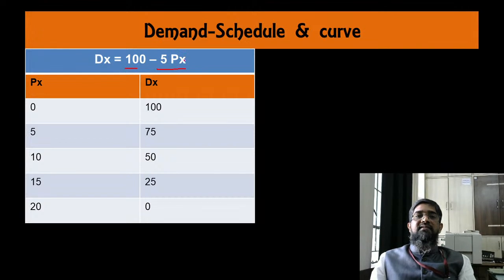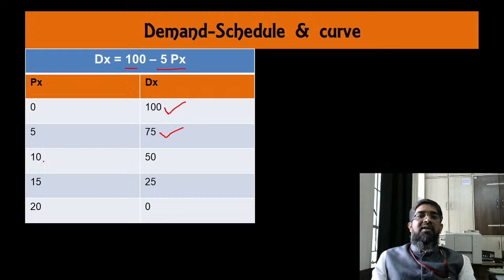You have also studied that on the right hand side we have the independent variable and on the left hand side the dependent variable. So Dx, demand for x, is the dependent variable, whereas price of x is the independent variable. If you put the price as 0, this whole term will become 0 and your demand will be equal to 100, right? Once you put the value 5 here, 5 fives are 25, so 100 minus 25, you will get demand as 75.